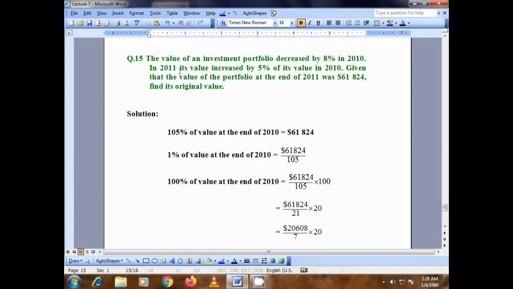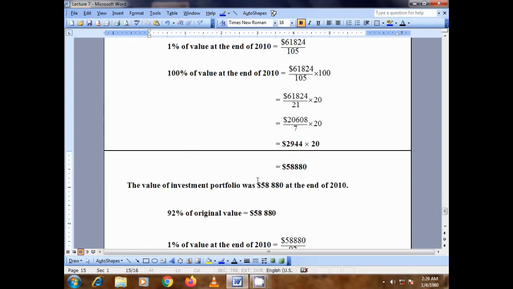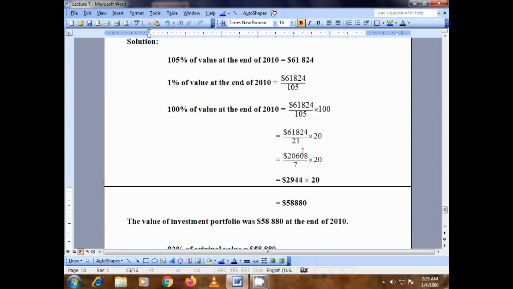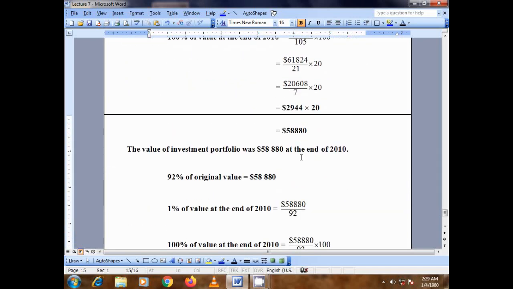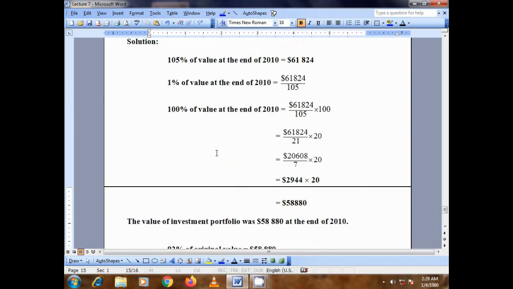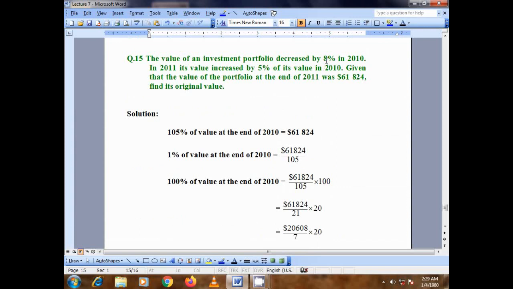Now this is the value at the end of 2010, and we have given that for 2011 its value increases by 5%. Then it means if at the end of 2010 the value is 58,880, then for 2011 the value increases by 5% and becomes 61,824. Now let's find the original value, meaning the value before the decrease of 8%.